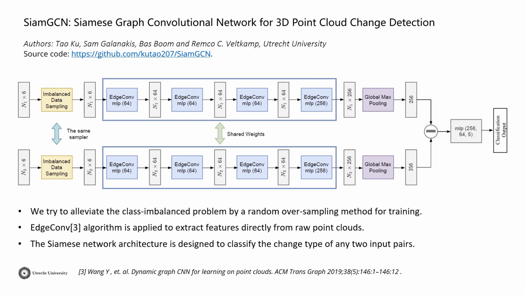Then we adopt edge convolution, the graph convolution operator, as the backbone of our proposed SAM-GCN architecture. Edge convolution is adopted to dynamically update the edge features and has been proved to be effective in extracting powerful features from 3D point clouds. After that, we simply subtract the output vectors of the two branches and use 3 multilayer perceptrons for final classification. The whole framework is quite simple and straightforward.